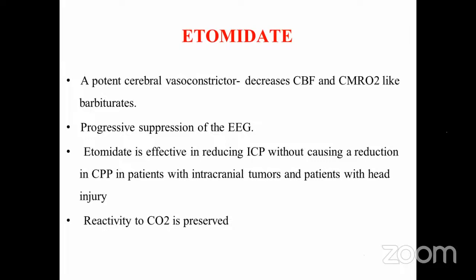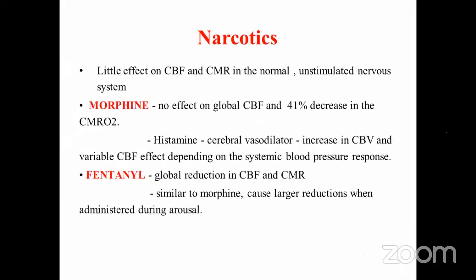Similarly, etomidate also shows progressive suppression of EEG. Etomidate is effective in reducing ICP without causing a reduction in cerebral perfusion pressure in patients with intracranial tumors and patients with head injury. And similar to propofol, reactivity to carbon dioxide is preserved.